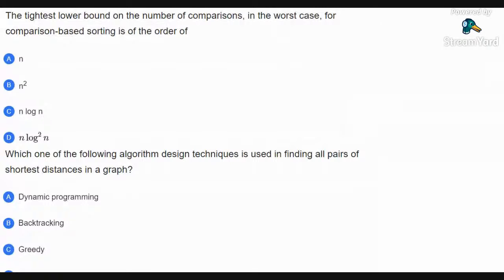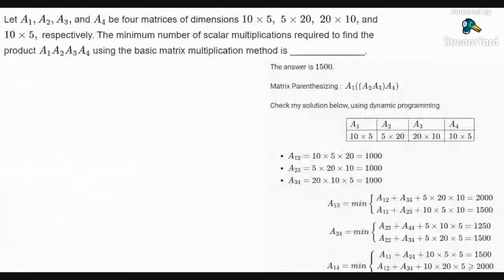Then, which one of the following algorithm design paradigms is used for finding all pair shortest distance in a graph? All pair shortest path can be found with the help of the dynamic programming approach. Okay, so one question is there. It is based on matrix chain multiplication.